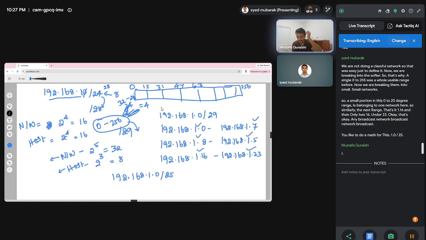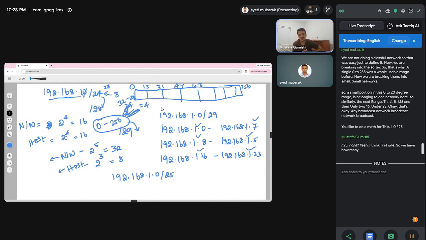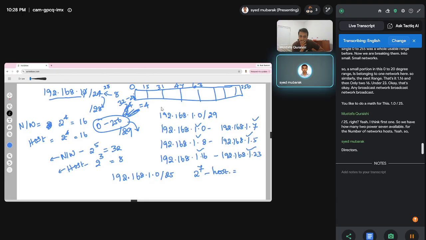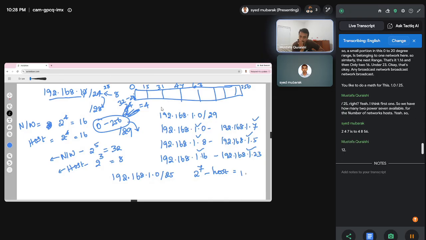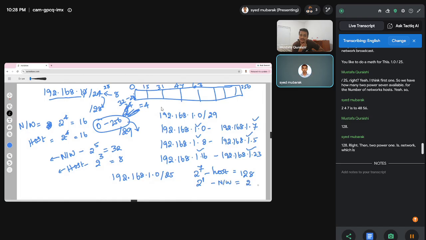Plus 25, right? I think first one, so we have how many? 2 power 7 available for the number of network hosts. So 2 power 7 is 128. Correct. Then 2 power 1 is network, which is 2. So only 2 networks possible.